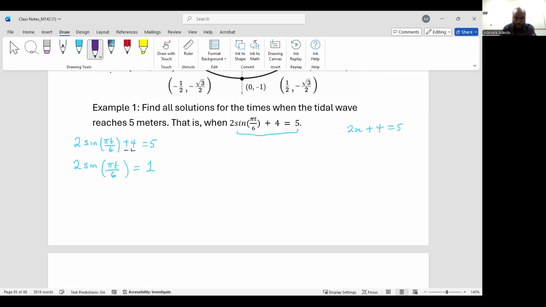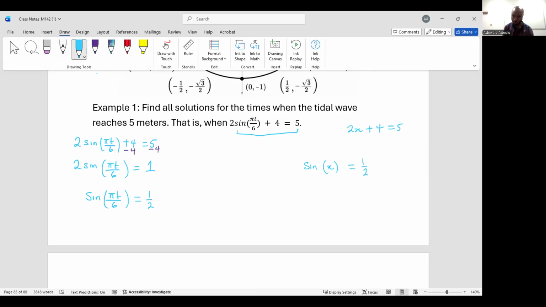Right? It is subtracting 4 from both sides. So now I can divide through by 2, then I have sine of pi t over 6 equals 1/2. Now, at this point, recall our work when we're dealing with inverse of trig function. If I give you sine of some angle equals 1/2, and I say, what is x?